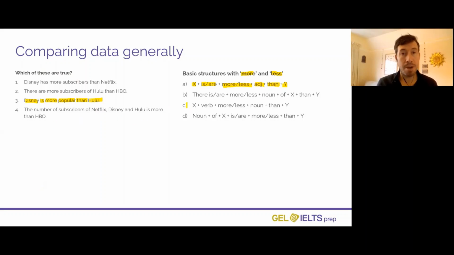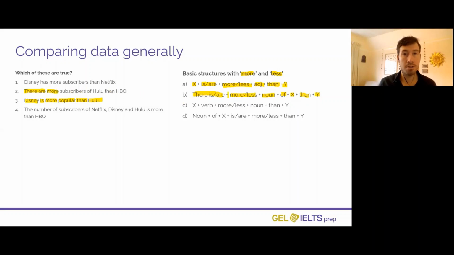Looking at letter B, there is or are more or less plus a noun plus of plus X. So again, that would be like the X here. So Disney or Netflix or Hulu. Plus than plus Y. And again, that would be another one like Disney, Netflix or Hulu. Well, we've got an example of that here. That's number 2. So we can see we've got there are here.